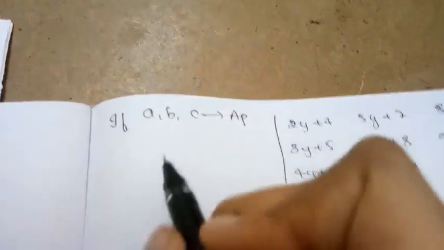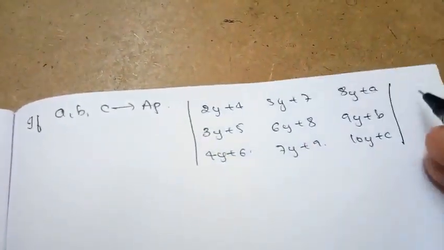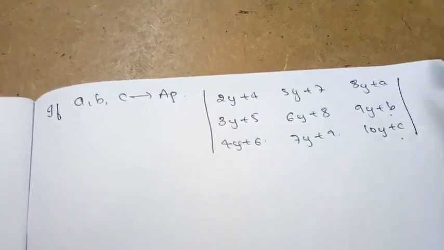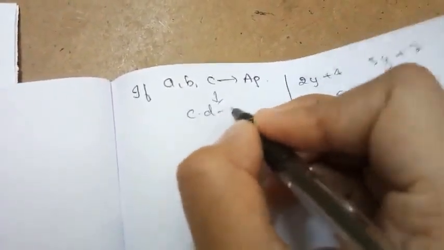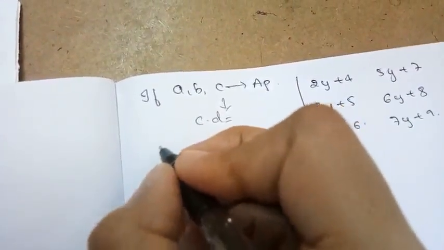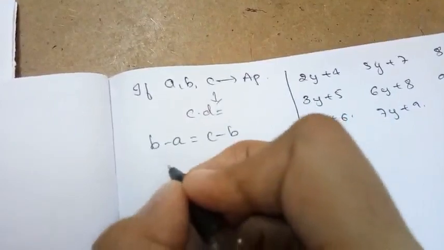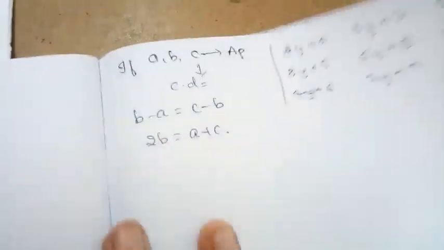So this is the next question. If A, B, C are in AP, they asked you to find what is the determinant value of this one. So here A, B, C is here. They are saying that A, B, C are in AP. If A, B, C are in AP means what? Common difference is same here. So what does that imply? B minus A is equal to C minus B. What does this imply? 2B is equal to A plus C. Let it be on the one side.